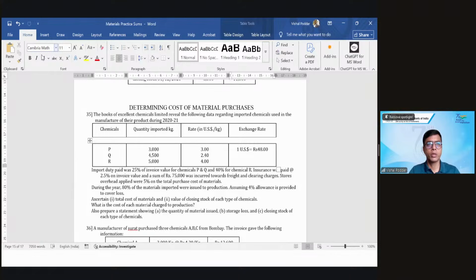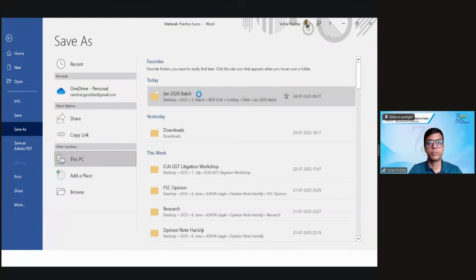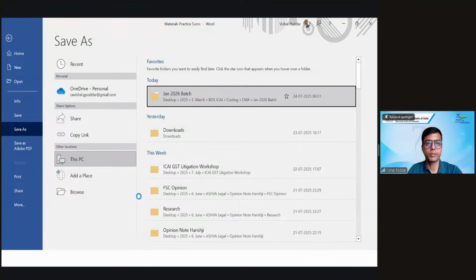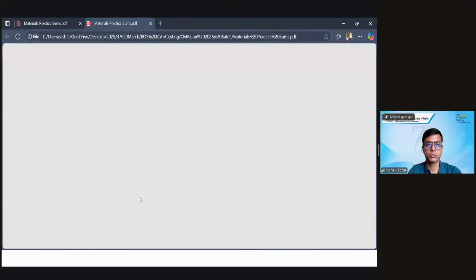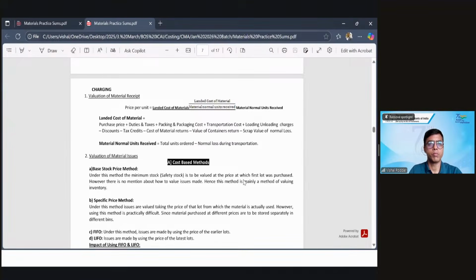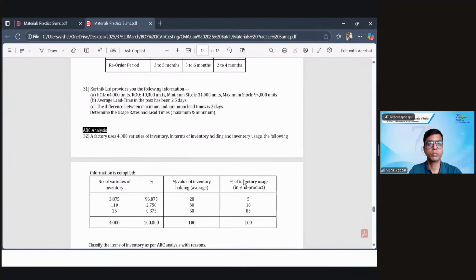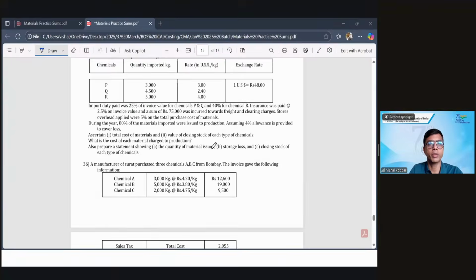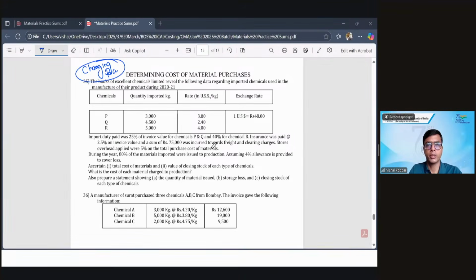So the concept is what? It is determining the cost of material purchase. For your reference, you can call it what we are going to study in this: finding out the charging price. Charging price means how much each material is costing me per unit, right? Now, this is the type of question that you can expect, like you have 35, 36, 37. These are the different types of questions that you may get in this category.